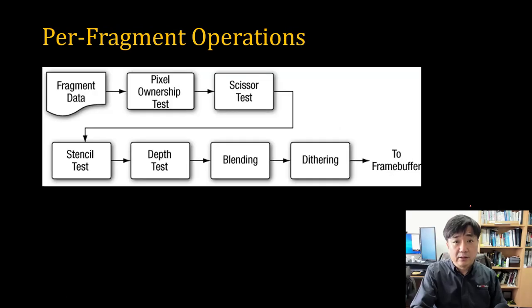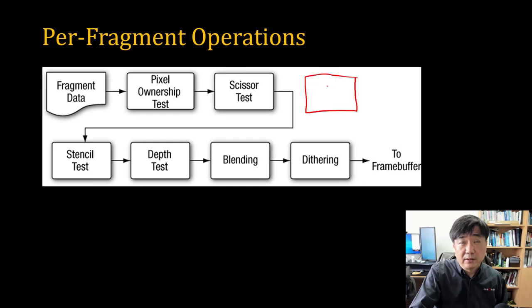I will explain the per-fragment operation. After the fragment shader, there is the pixel ownership test, which checks who owns this pixel. Then there is the scissor test, which checks whether scissoring is turned on. For example, if I want to display only this part, we call it scissor. Then the stencil test is very similar to scissoring, but the stencil defines which area is displayed or not, by pixel.